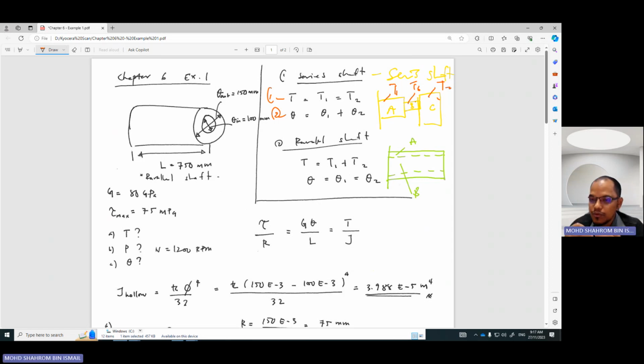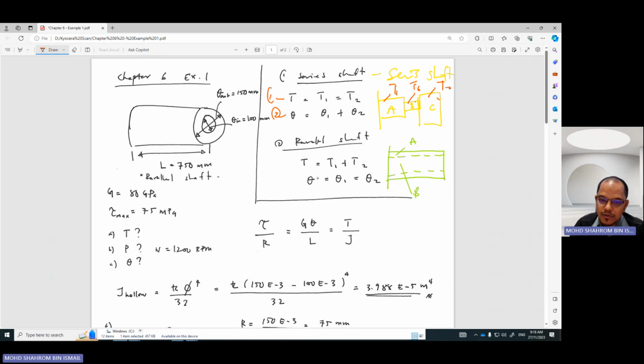Sebab due to the differences in term of configurations or size. Okay, maybe A, dia punya diameter dia mungkin 5, B, diameter dia mungkin 3, C, diameter dia mungkin 20. Therefore, bila dia dikenakan daya kenakan and so on, dia punya angle tu begitu besar. Sama juga dengan parallel shaft.